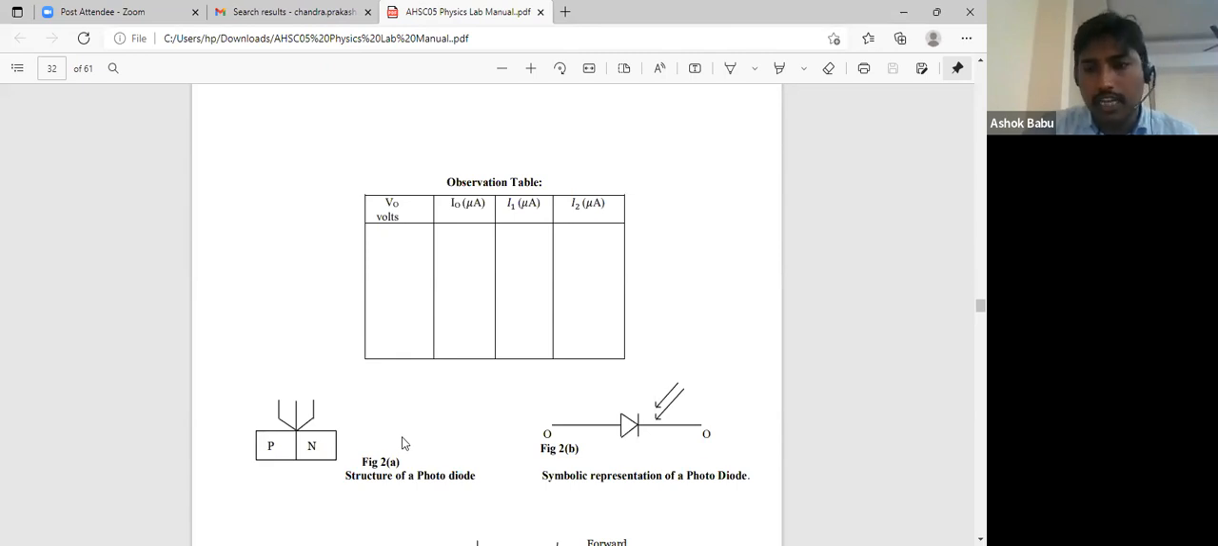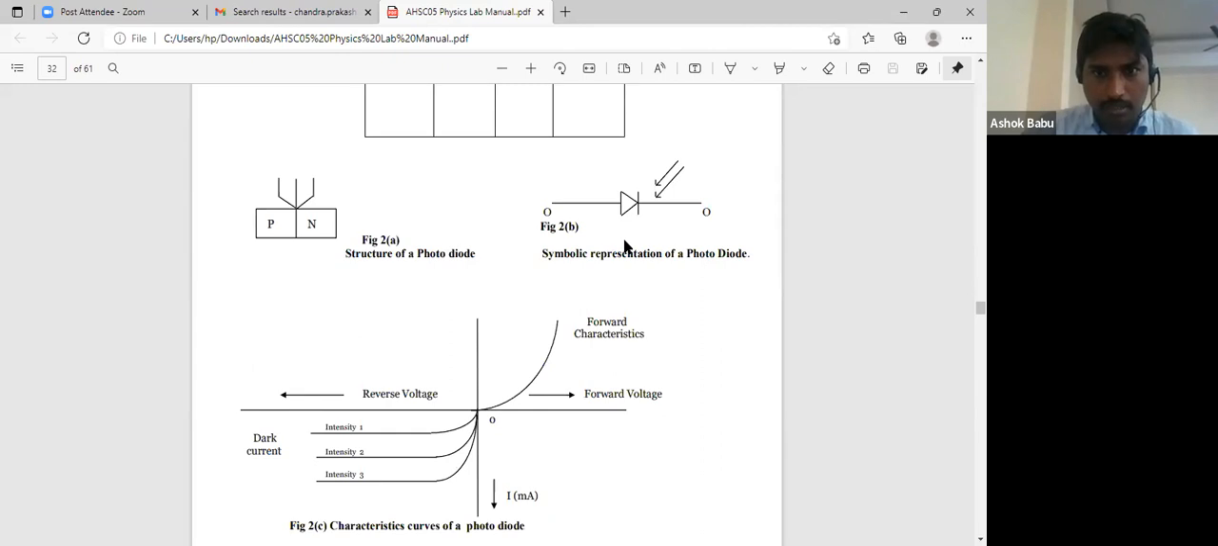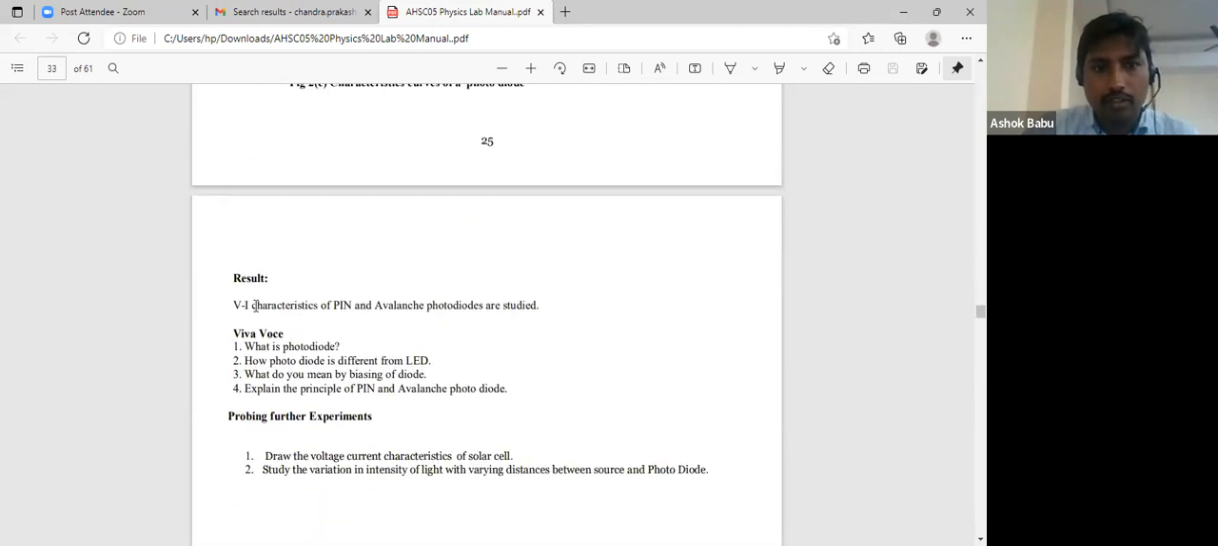I'm going to share these observations in your WhatsApp group after this class, like the previous experiment. After the observation table, draw these 2 diagrams: representation of photodiode and symbolic representation of photodiode. Draw the model graph, keeping the heading model graph. After that, write down the result: VI characteristics of PIN and avalanche photodiodes are studied. Then the answers for the viva questions. These things you have to write in your worksheet.